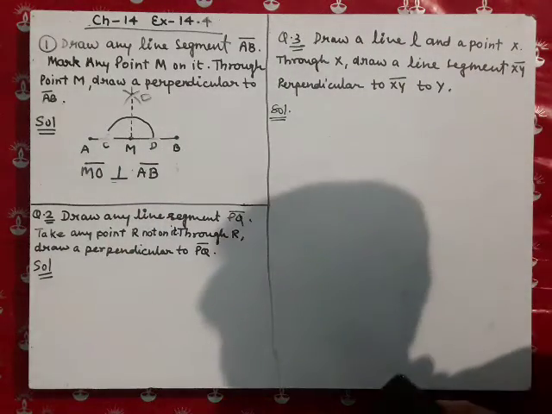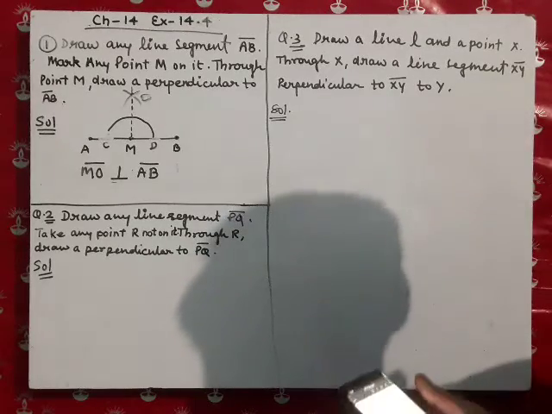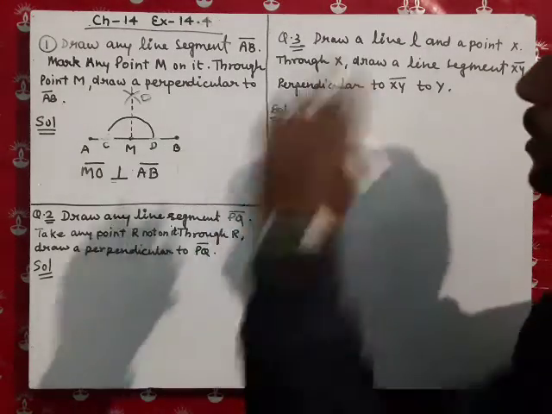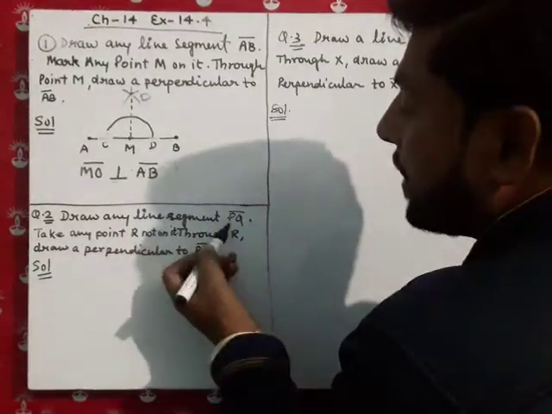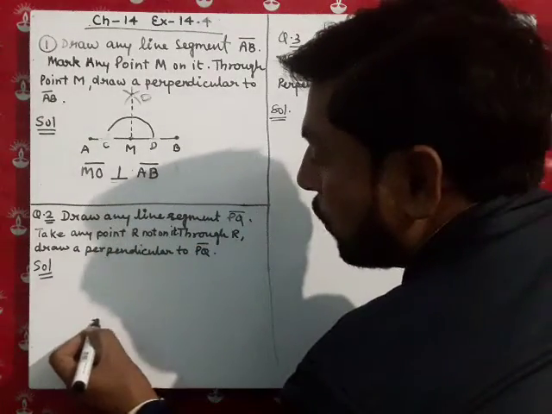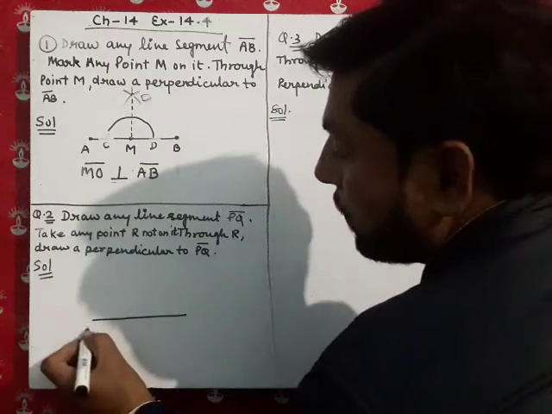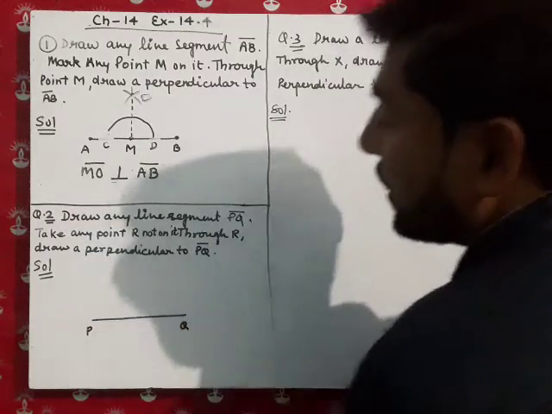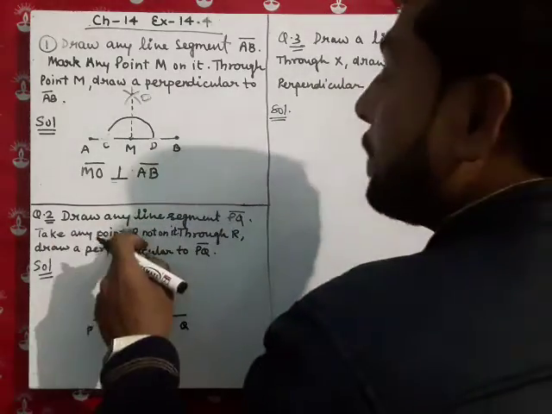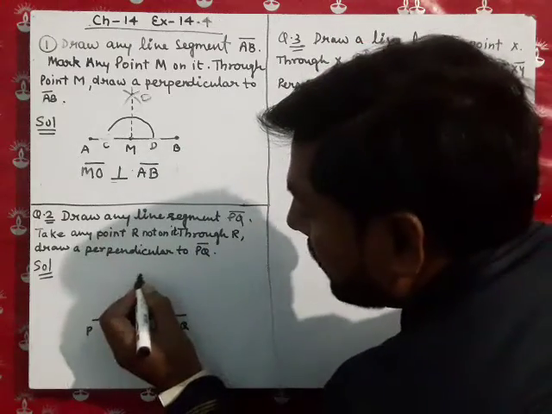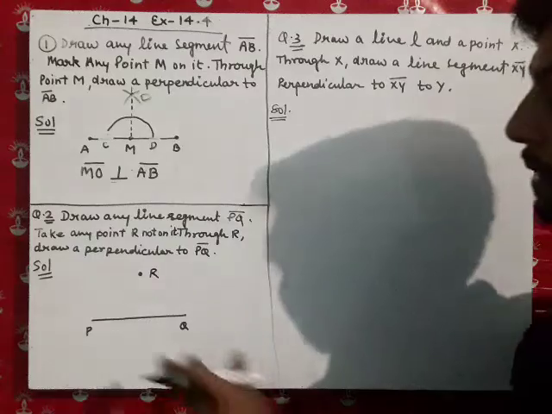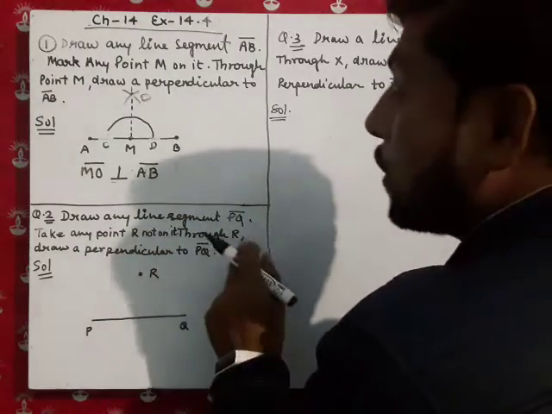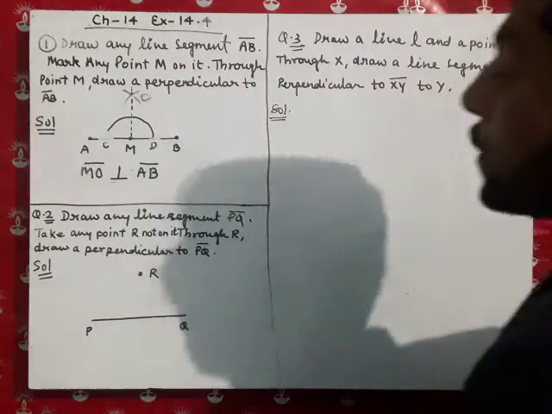Now going to the question number 2. Here in the question number 2, again the similar question is given, but the one thing is different here. Draw any line segment PQ. So first of all you have to draw any line segment PQ. This is the line segment PQ. Now question is saying that take any point R that is not on it. So you have to take a point R outside of the line segment PQ. Now through R, draw a perpendicular to the PQ.